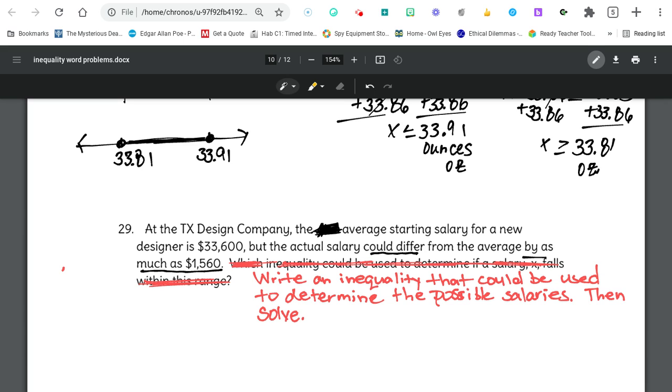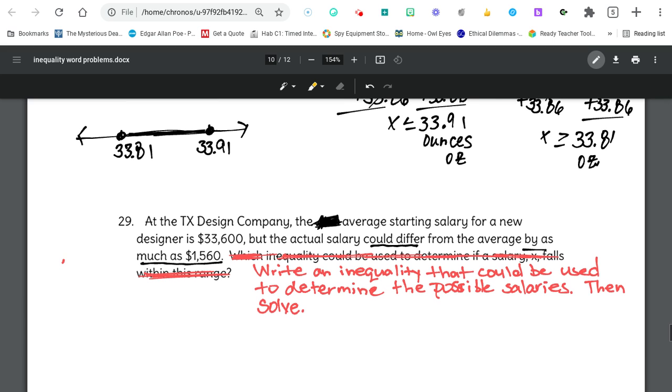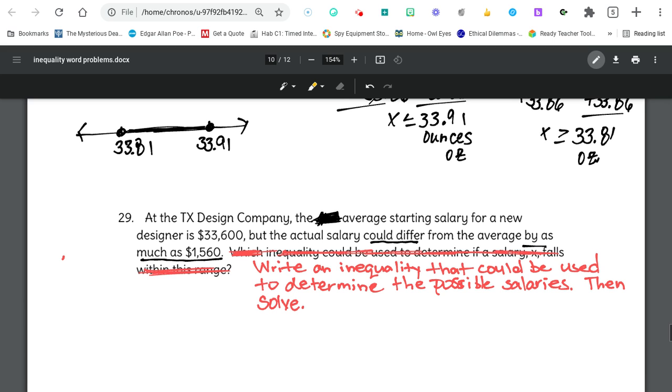All right, it says, at the TX Design Company, the average starting salary for a new designer is $33,600. But the actual salary could differ from the average by as much as $1,560. So we're going to write an inequality that could be used to determine the possible salaries if we take this job, and then we're going to solve it. Then we'll graph as well.